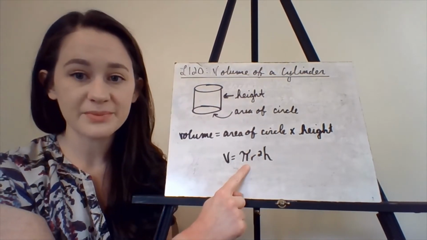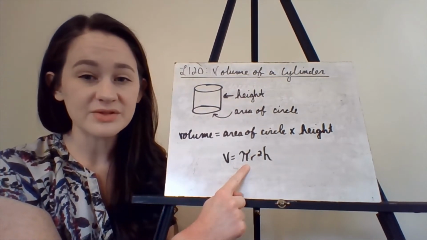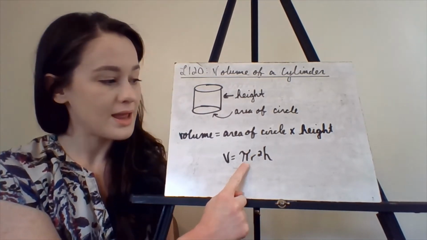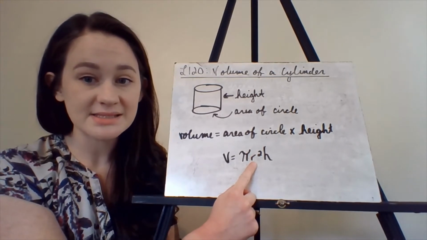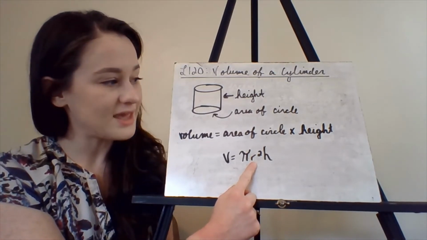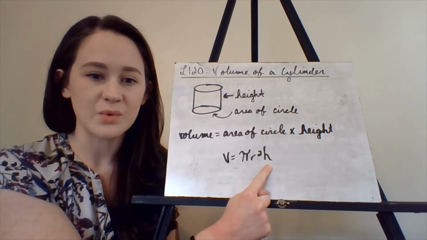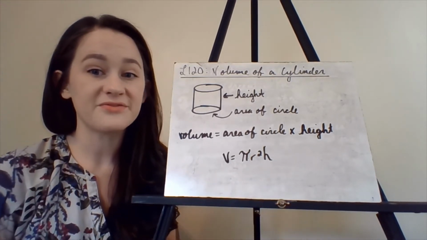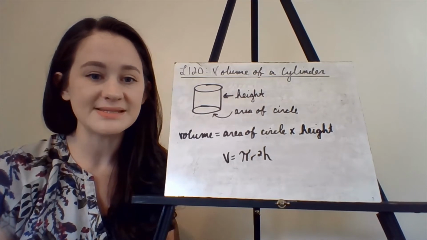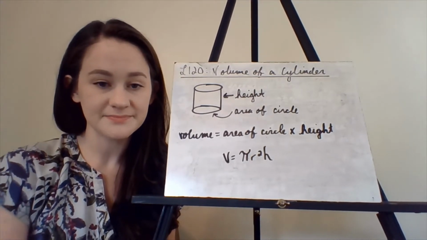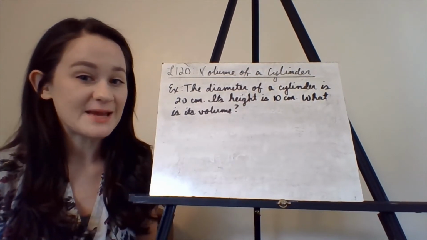If we remember from previous lessons, the area of a circle is pi, our fancy number 3.14, multiplied by the radius squared, and then we'll take the height and multiply it by the area in order to find the volume. So our final equation for volume ends up being pi times radius squared times height. All right, let's try it out with an example.